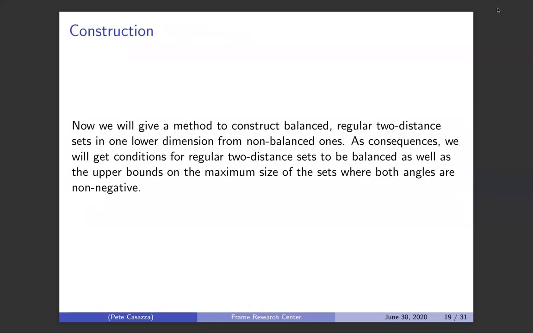So now we'll give a method to construct balanced regular two-distance sets in one lower dimension from non-balanced ones. As a consequence, we will manage to get conditions for regular two-distance sets to be balanced, as well as finding upper bounds on the maximum size of the sets where both angles are non-negative. Basically where we're going to get to eventually is that, in order to have any kind of a decent two-distance set, one angle has to be positive and one has to be negative. If they're both positive or both negative, they create serious problems for this subject.